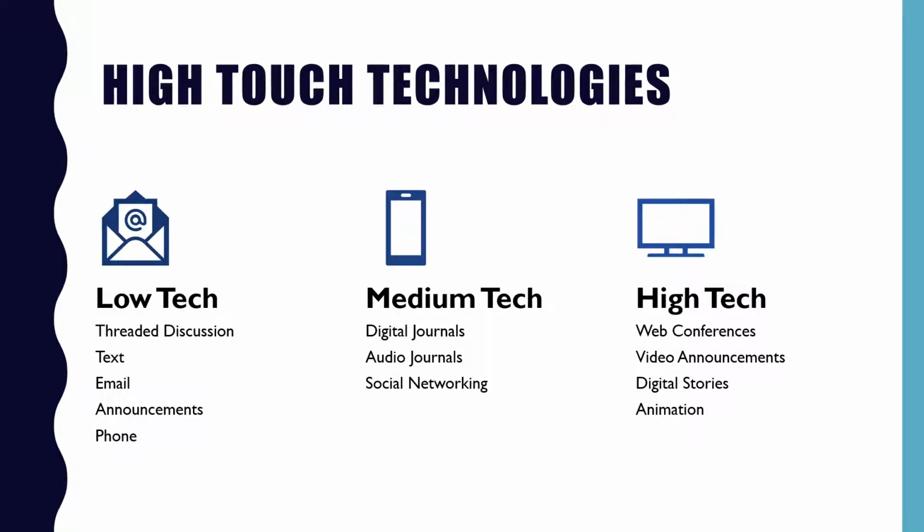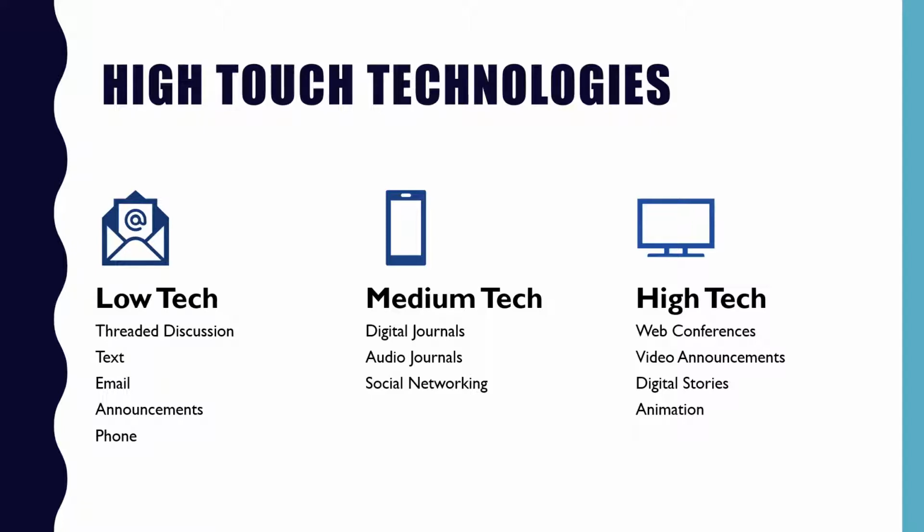Technology ranges in complexity from low to high. On the low end of the spectrum, the technologies require little to no prep time and do not cost anything to implement. Some of the types of technology you can use in this category are threaded discussions, text, email, announcements, and the phone.